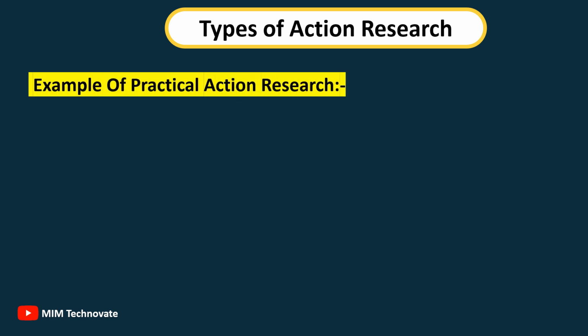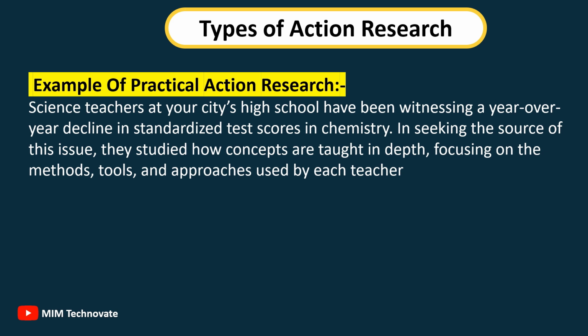Example of practical action research. Science teachers at your city's high school have been witnessing a year-over-year decline in standardized test scores in chemistry. In seeking the source of this issue, they studied how concepts are taught in depth, focusing on the methods, tools, and approaches used by each teacher.